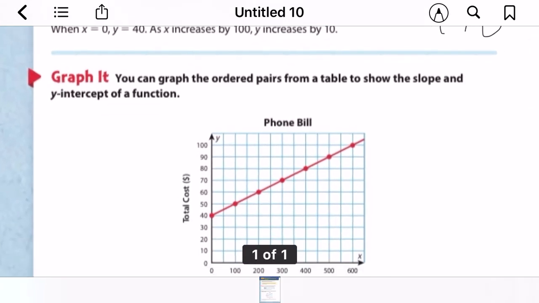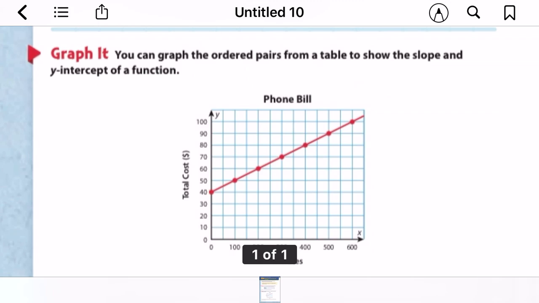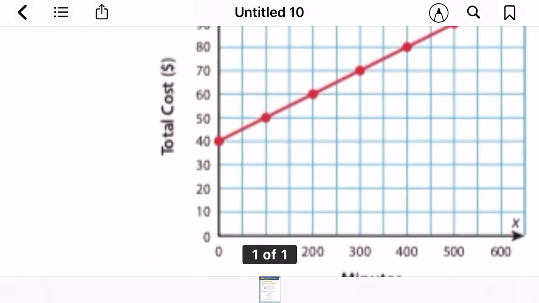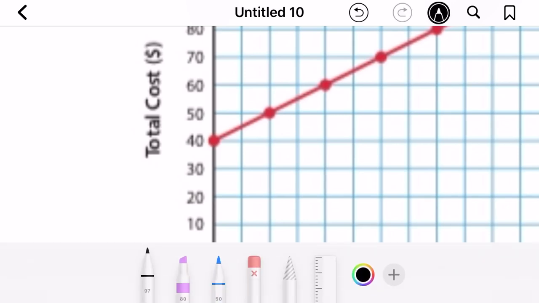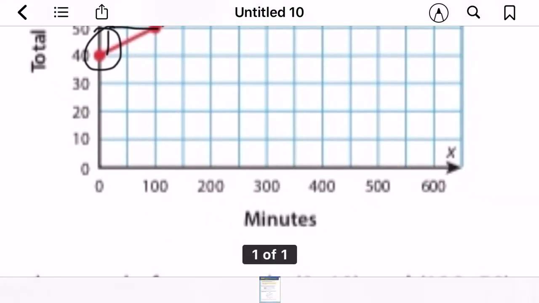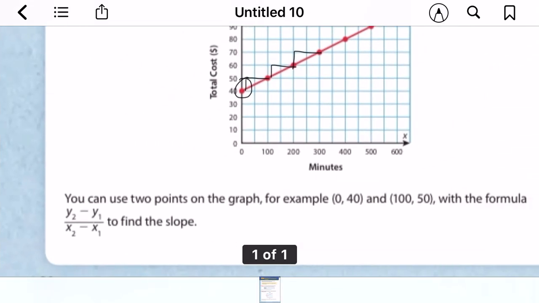All right, so when we graph this, it says you can graph the ordered pairs from the table to show the slope and the y-intercept as well. Again, the y-intercept shows up on the graph right here. There's your 40 again, and then each one of these goes up 10 and over 100, up 10 over 100, up 10 over 100. So there is your rate of change, your 1/10. It's going up $1 for every 10 minutes.